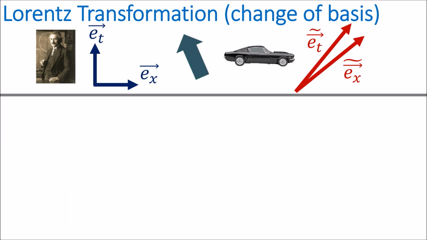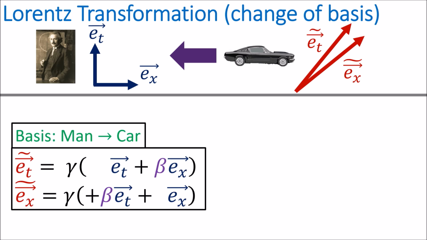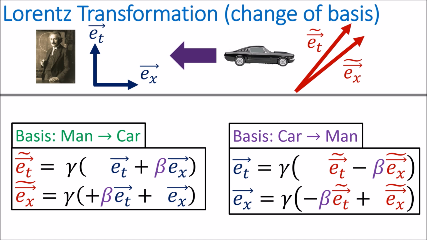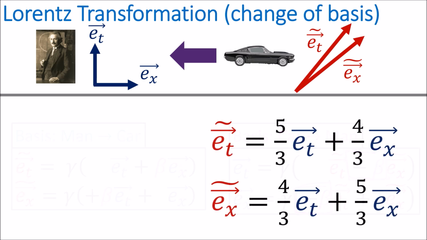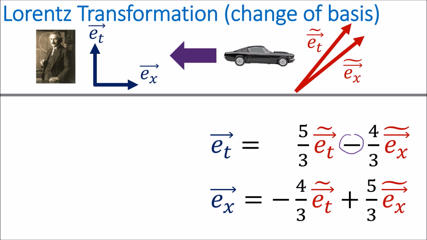Now let's try going in the reverse direction, going from the Carr's spacetime basis to Einstein's spacetime basis. Now remember, to reverse the Lorentz transformation equations, all we need to do is exchange the basis vectors and change the sign of the beta coefficients. So here we're changing the sign of beta from positive to negative. So all we're going to do to reverse the transformation equations is to put negative signs on these 4 over 3 coefficients after swapping the basis vectors.